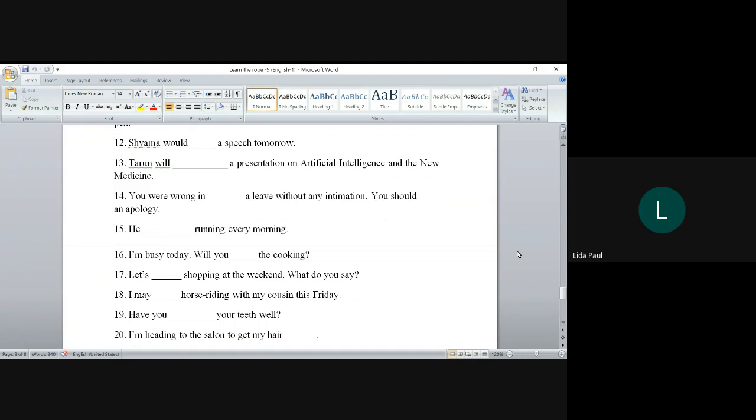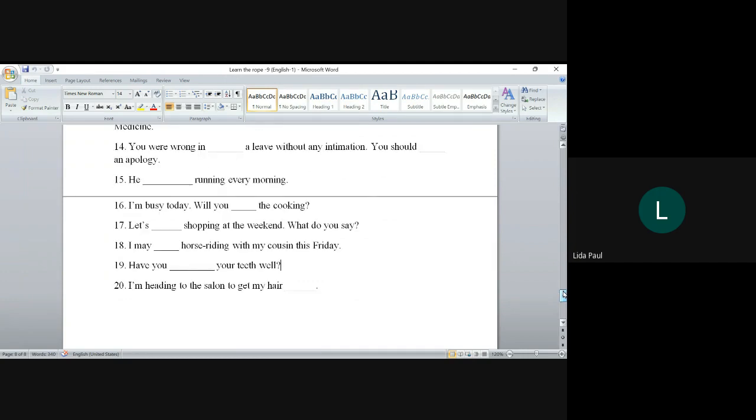Then this must be the last, if I'm not wrong. Oh yes, 20th one. I am heading to the saloon to get my hair done. Done. So, obvious activities take do. Have you done your teeth well? I'm heading to the saloon to get my hair done.